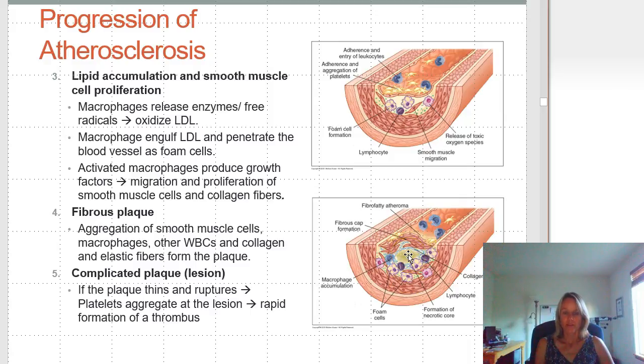Now, the plaque could become complicated. If the plaque thins and ruptures, platelets aggregate at the lesion, and then we get formation of a thrombus. And this can lead to, if in the coronary arteries, unstable angina or myocardial infarction.